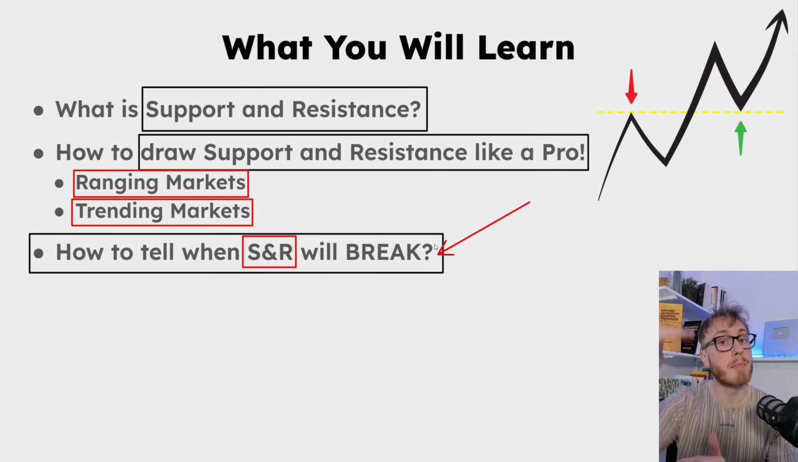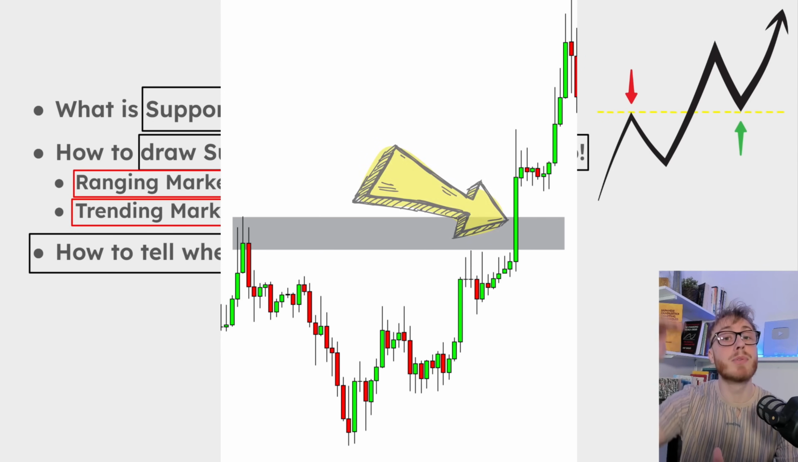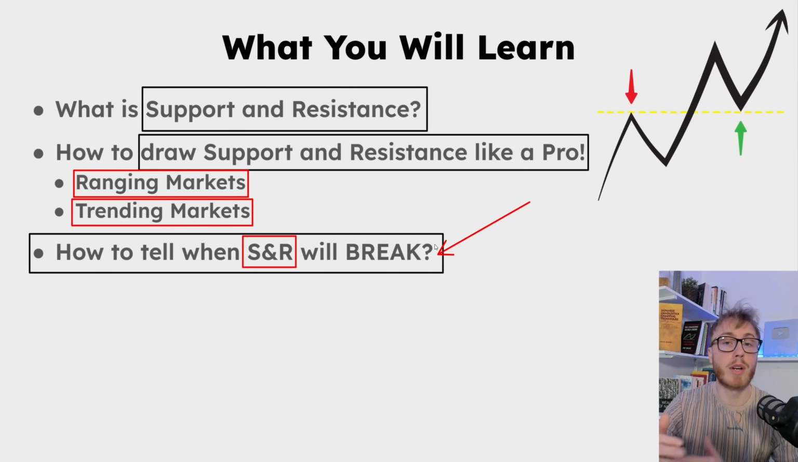to trade breakouts. So for example, if you have some signs that indicate that a resistance level is about to break, you can trade the break of the resistance, and this is one of the most common and effective trading strategies when it comes to support and resistance.